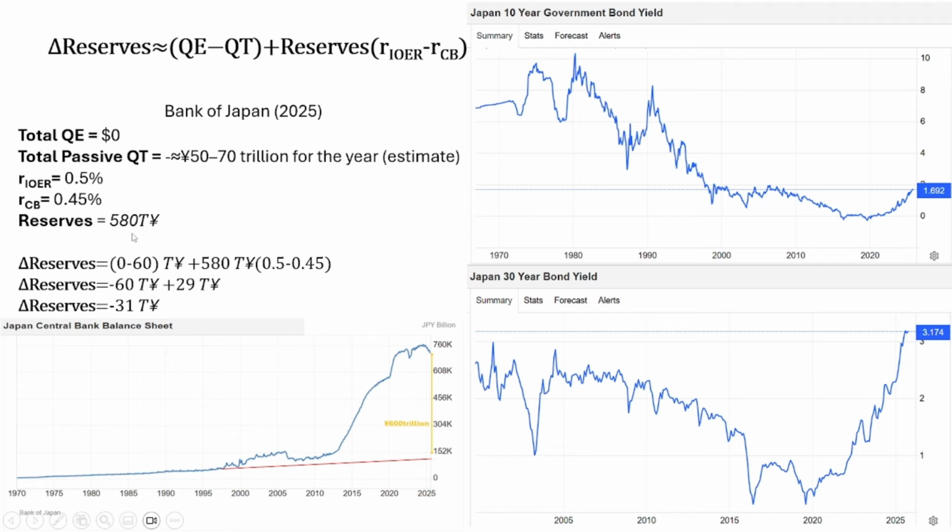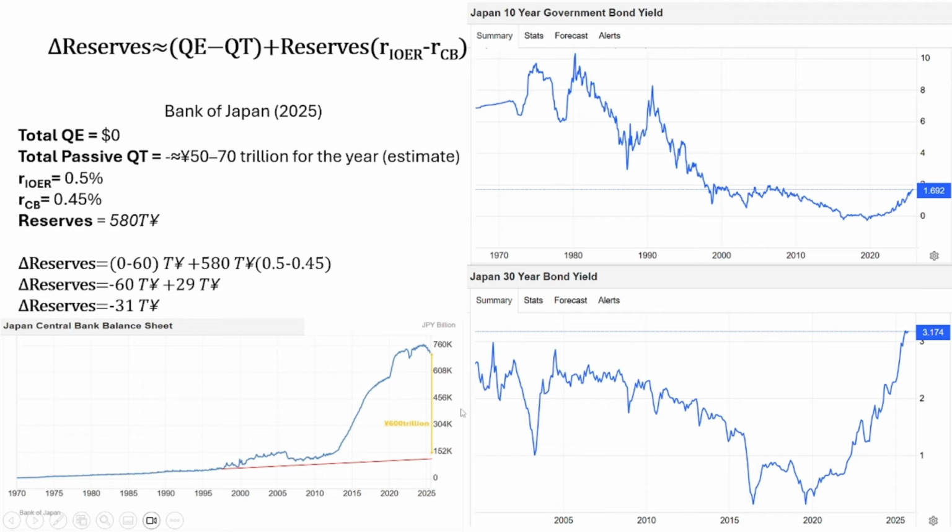And total reserves in the system are currently about 580 trillion yen. So you put this into the formula. We have negative 60 trillion in quantitative tightening, 580 trillion in reserves, and 0.5% interest on excess reserves minus 0.45% average yield on the central bank balance sheet, yeah? And this comes out to negative 31 trillion yen leaving the system, which is a good thing. When you're doing quantitative tightening or raising interest rates, you want deflation.